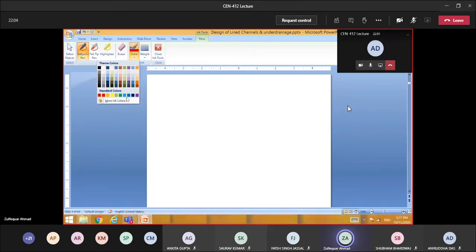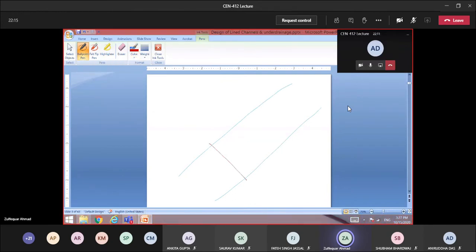Say the river is going like this, right? And we are putting a barrage here, right? So in this barrage, if you are taking a canal from this side, right? Okay. So in this barrage, we have mainly two parts.